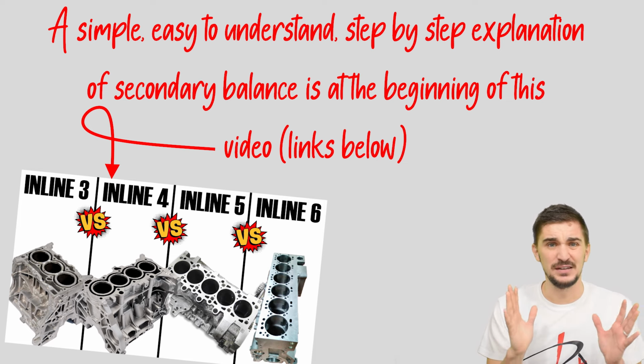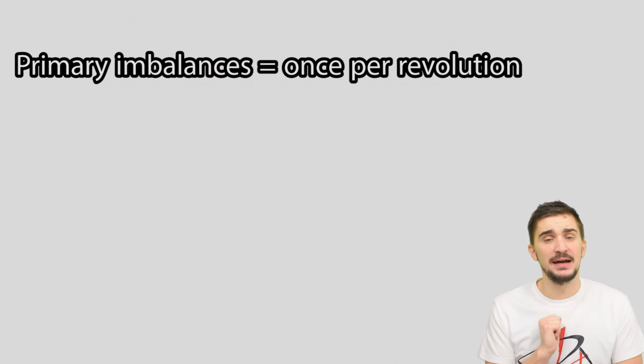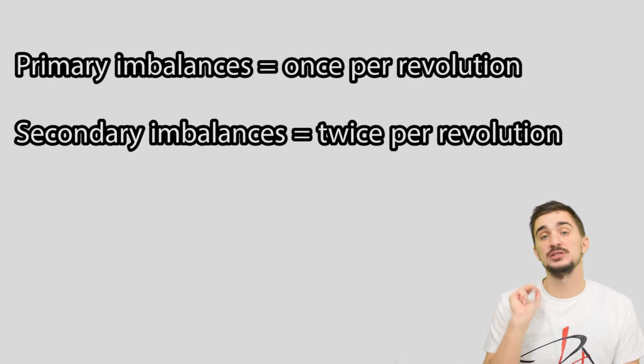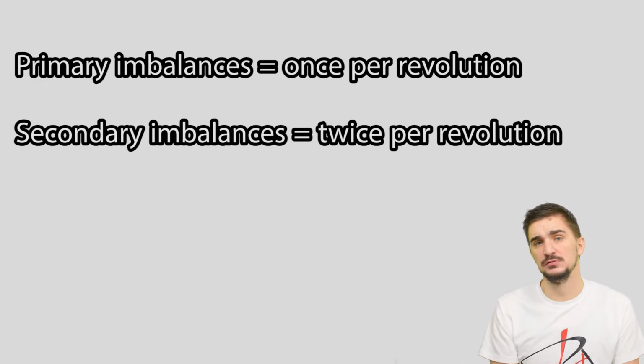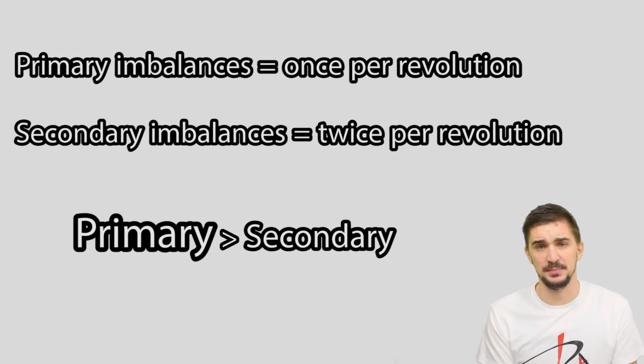And don't worry if you take a bit of time to wrap your head around this, because nobody really gets it the first time. Also, primary engine imbalances occur once per single engine revolution, while secondary engine imbalances occur twice per single engine revolution. And usually primary engine imbalances are greater in magnitude and more apparent than secondary engine imbalances.